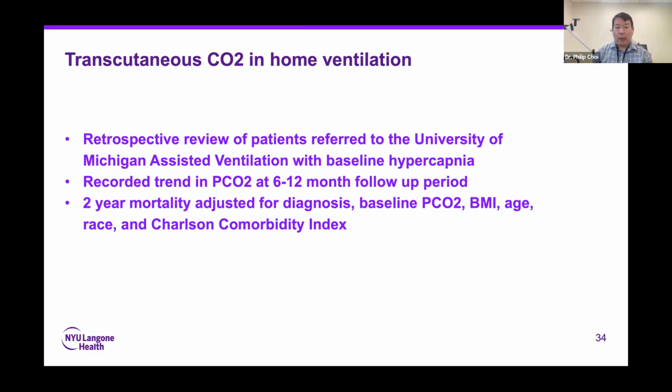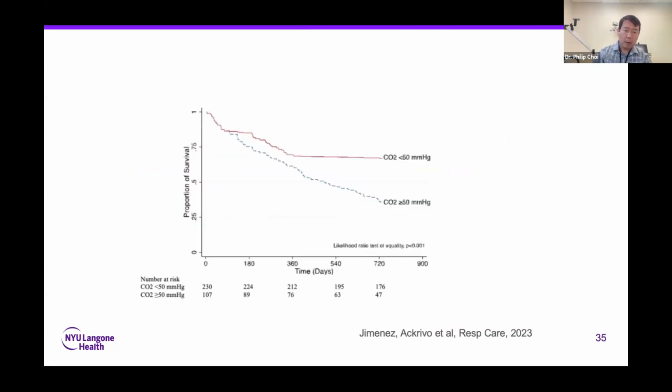We recorded the trend in PCO2 during a 6 to 12 month follow-up period, and actually extended the PCO2 values for a total of 2 years. And then we looked at 2-year mortality adjusted for diagnosis, baseline PCO2, BMI, age, race, and Charlson Comorbidity Index. And so this is the data that we found.